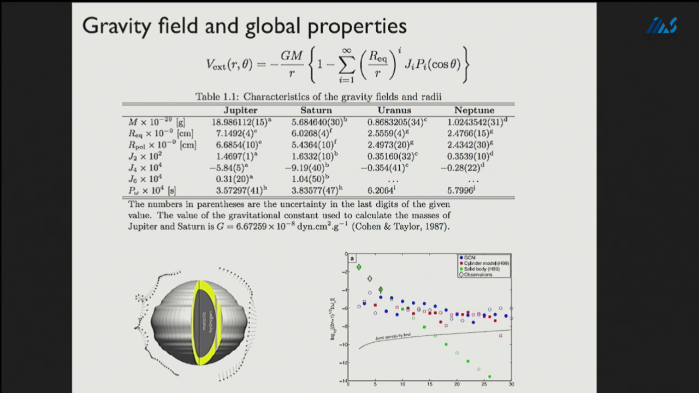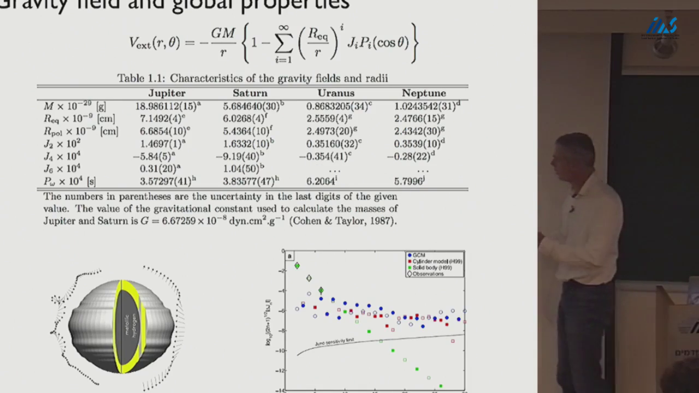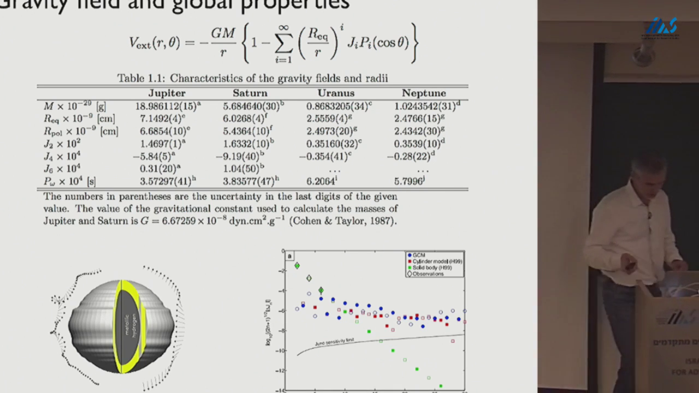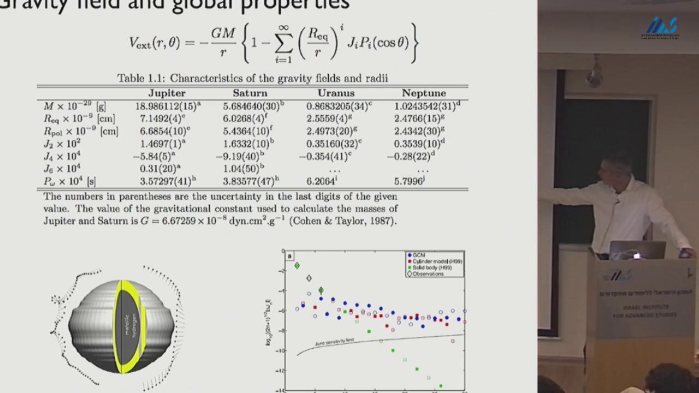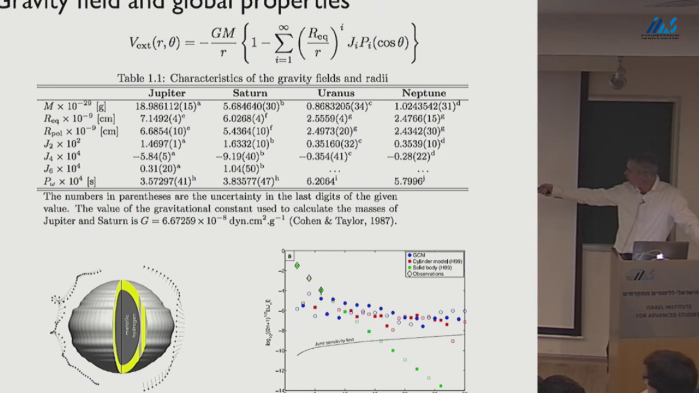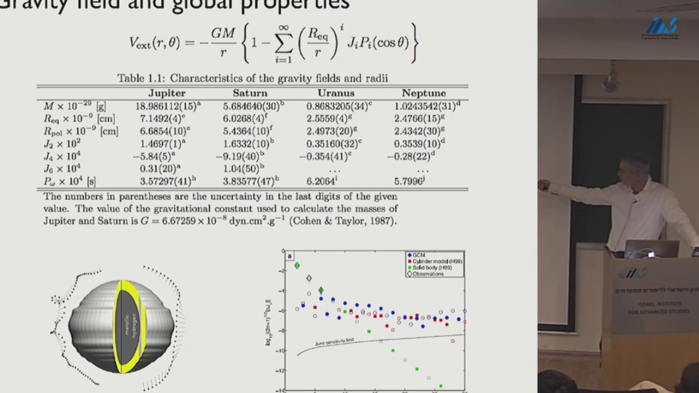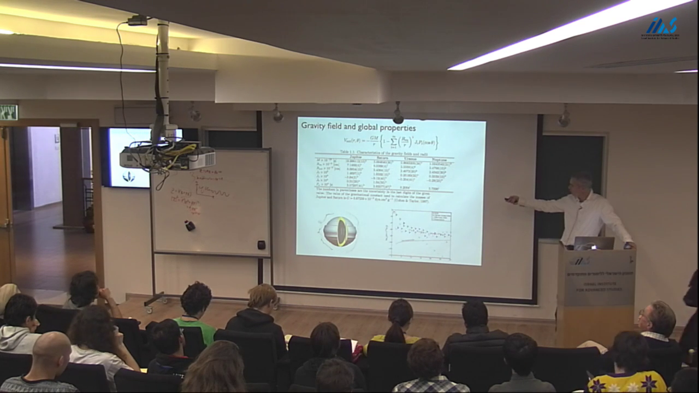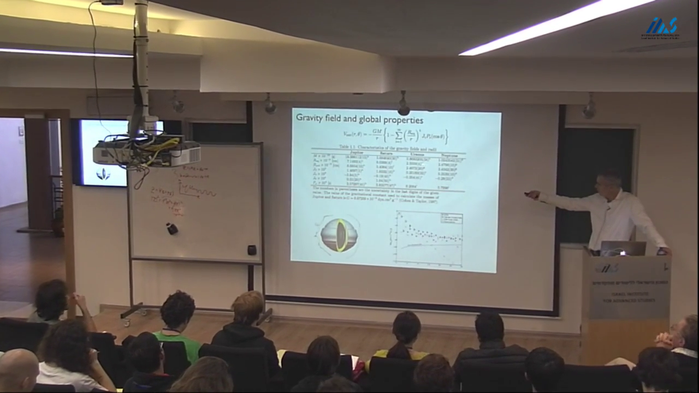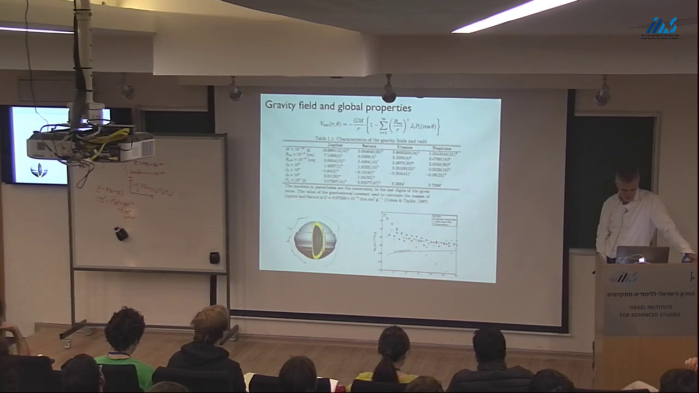So what do we know about them? Well, we have the possibility to measure masses, radii, and also, as we'll see, gravitational fields. We'll discuss that a little bit more later. But so, Jupiter is 300 Earth masses, Saturn about 100 Earth masses, and Uranus, Neptune about 15 Earth masses. Jupiter is about 10 times larger than the Earth linearly in radius. Saturn a little smaller, like 9 times, and Uranus, Neptune about 4 times the Earth.